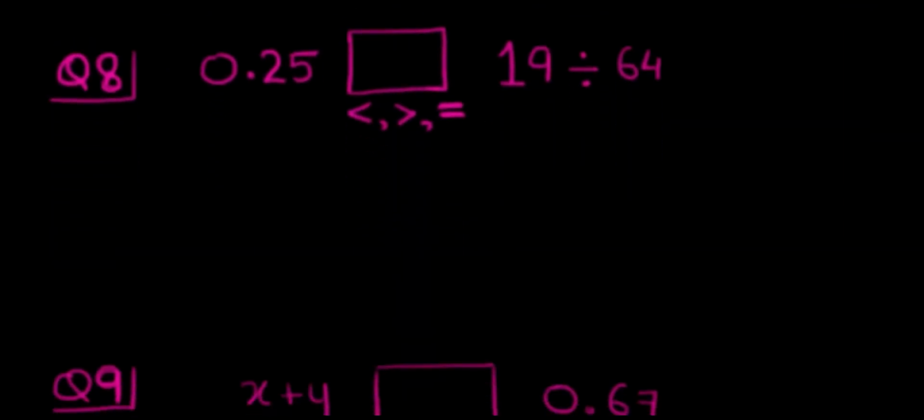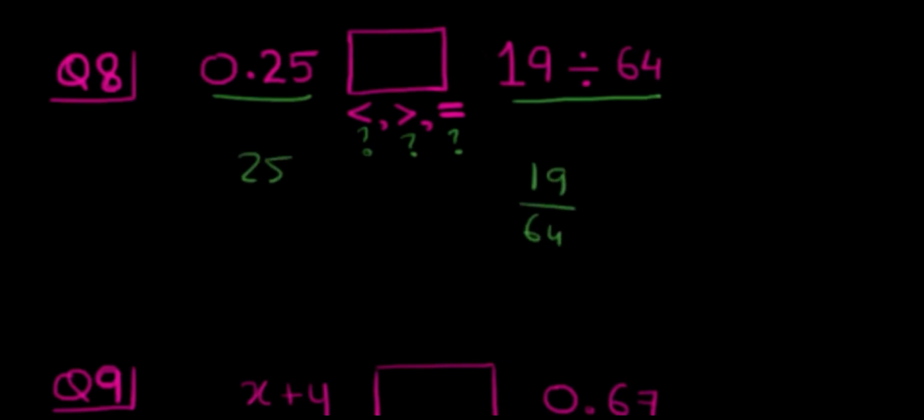Next question. They're asking us to compare the two values, 0.25 and 19 divided by 64, and tell is it greater than, less than, or equal to. Now, one of them's a decimal, the other one's a fraction. It's 19 over 64, right? Can I just change that into a fraction as well to make things easy for me?